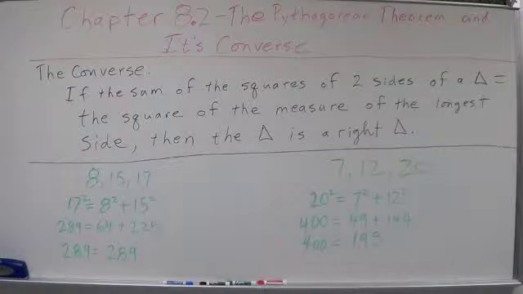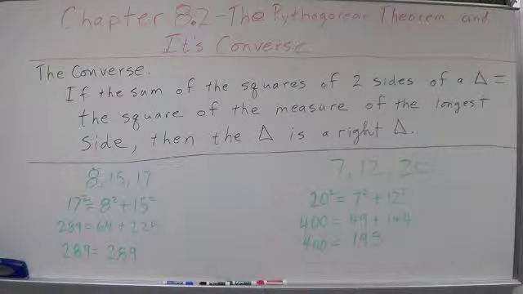We take the biggest number, the longest, and we square it. We're going to use it as representative of c, the hypotenuse. So 17 squared equals 8 squared plus 15 squared, and we're going to see if that's true. 17 squared is 289. 8 squared is 64. 15 squared is 225. Add those up. Wow, 289 equals 289. Since that's correct, this is a right triangle. So these three numbers right here will create a right triangle.